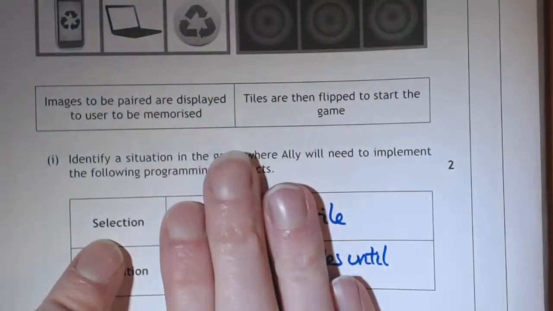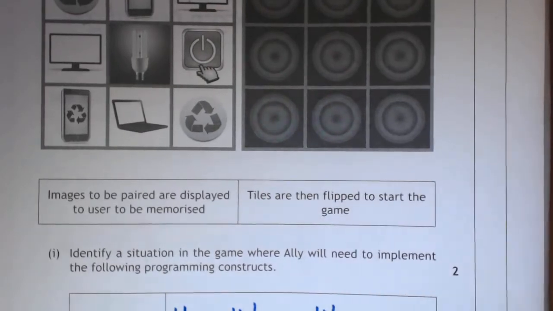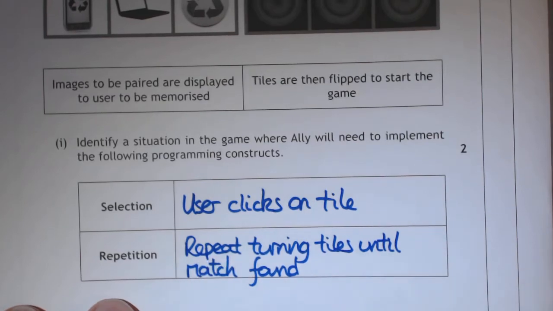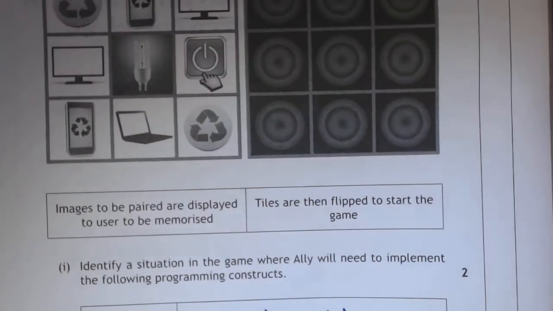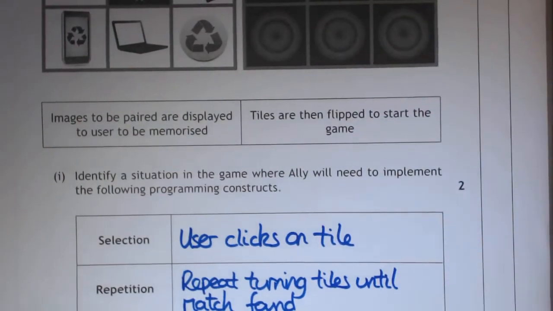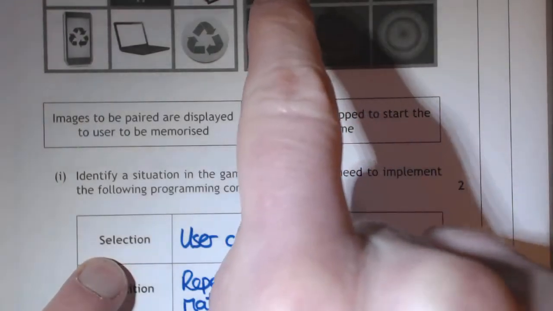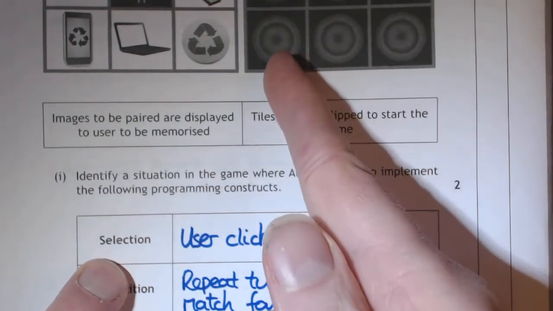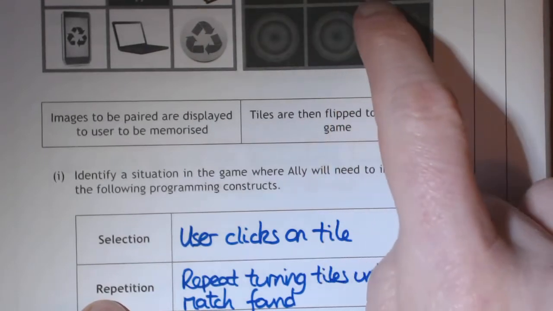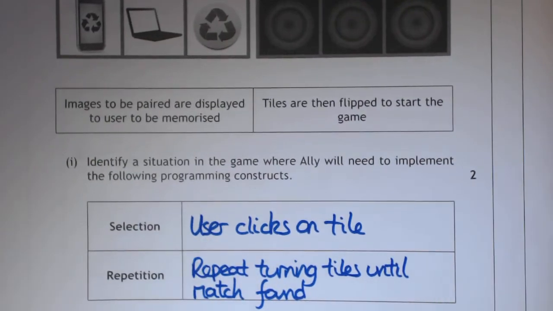Well, you're selecting the cards, so that's why you're clicking on tiles and making a selection. And you keep on repeating it until you get a match. So that's where your repetition is. Repeat turning tiles over until you find a match. So user clicking on tiles is a form of selection, and you just keep on repeating. So it might be a conditional loop with it, or it might be if tile is selected, then show image. It might be repeat until match is found, so that might be a conditional loop, but these are examples anyway.